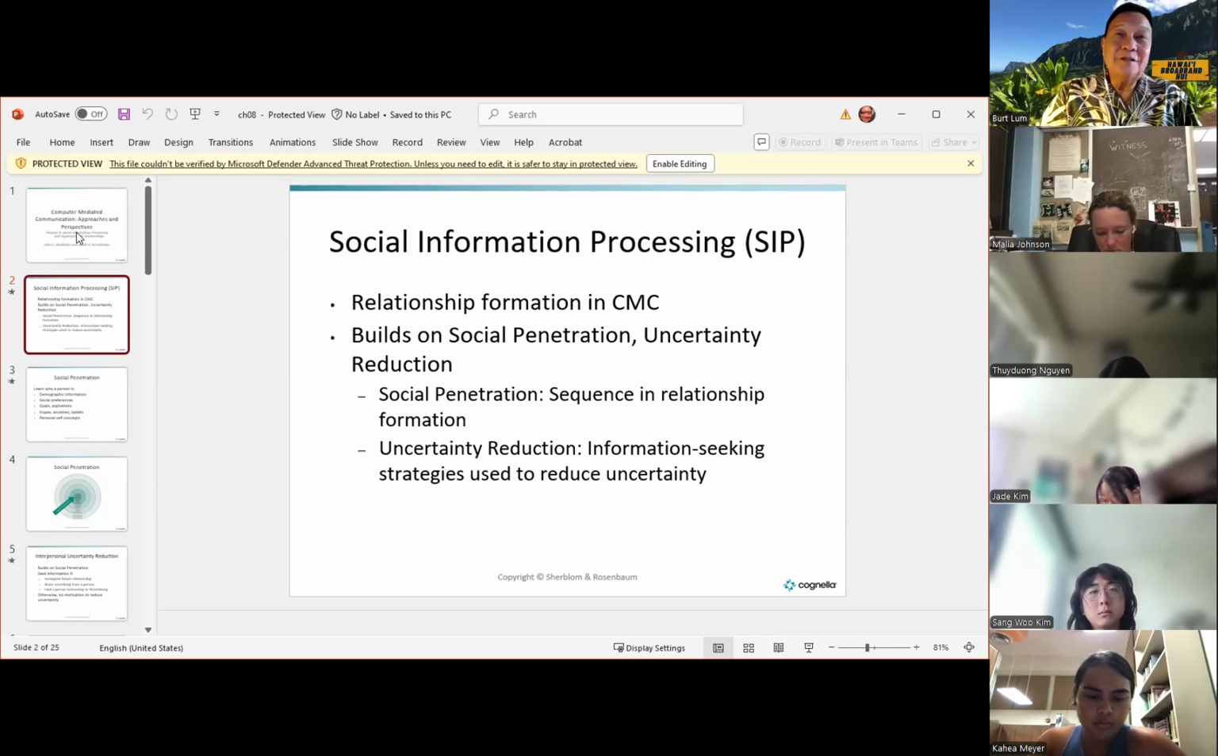And there are terms used called social penetration and uncertainty reduction. Social penetration is basically another way of saying how you build this relationship, starting from not knowing the person to actually getting to know the person. And it's a term used in this book.